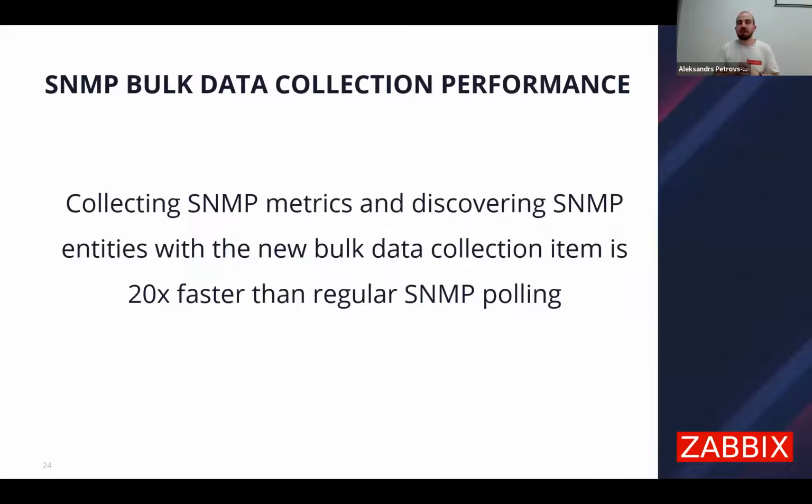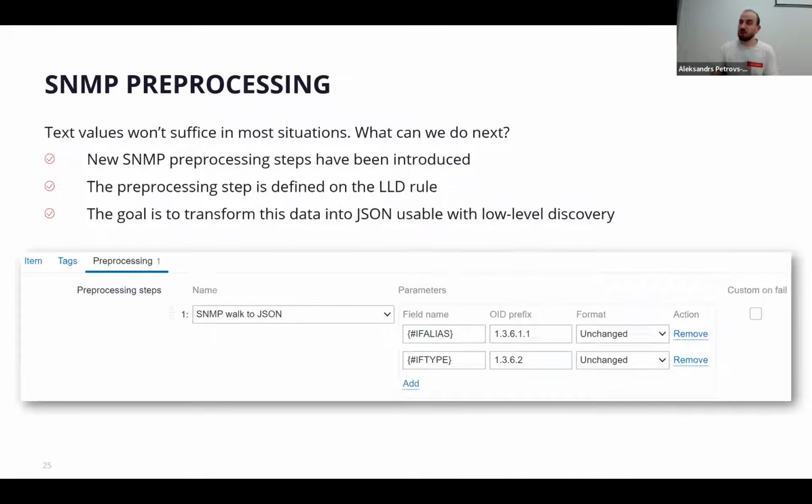You will get it in plain text, essentially with one call, which will enormously speed up the process of SNMP collection, up to 20 times faster than the usual SNMP poll. But that, of course, raises another question: plain text, what will I do with plain text? And again, as I already mentioned, we can use pre-processing to process that text.